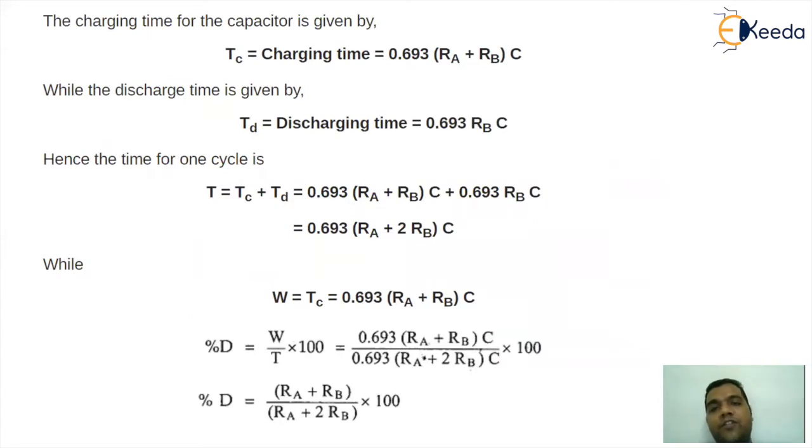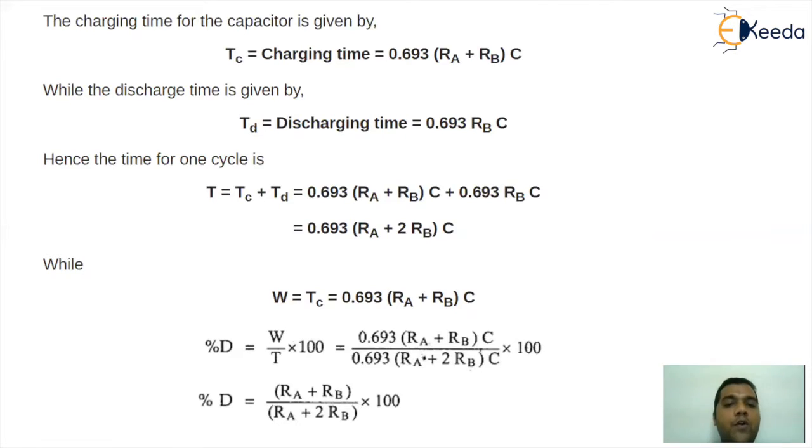So when the capacitor was charging, it was charging through RA and RB, and that's the reason the on time is going to be 0.693 (RA plus RB) into C. But whenever the discharging happens only through RB, the discharging time or the off time of the pulse is going to be 0.693 RB into C. So when I talk about the total time period of the pulse, it is going to be the addition of the charging time and the discharging time. So it is going to be 0.693 (RA plus 2 RB) into C.